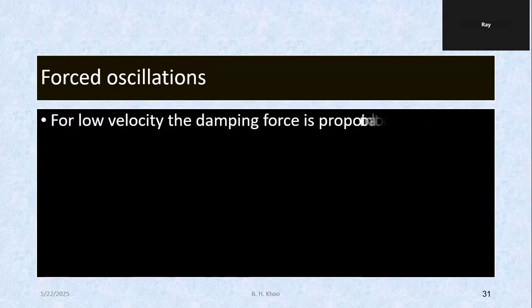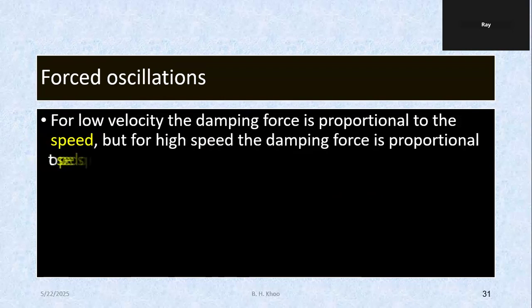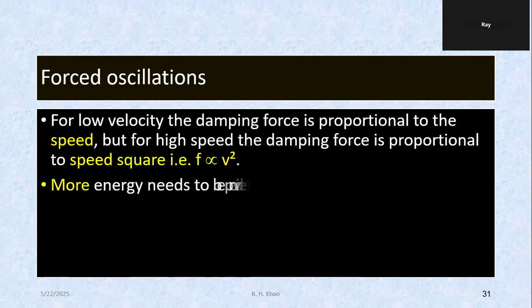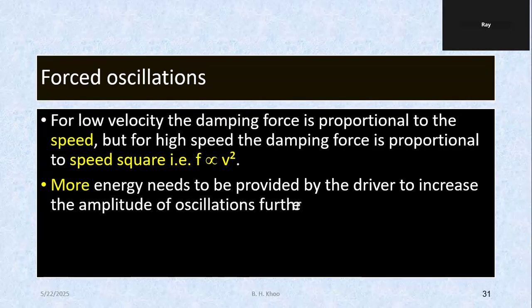For low velocity, the damping force is proportional to speed. But for high speed, the damping force is proportional to speed squared. So more energy needs to be provided by the driver to increase the amplitude of oscillation further. So that's why you are being defeated at higher speed. But it's still possible, right? I don't think so, because the higher the speed you use, the greater the resistive force. Unless you use supernatural strength, but that's very dangerous.